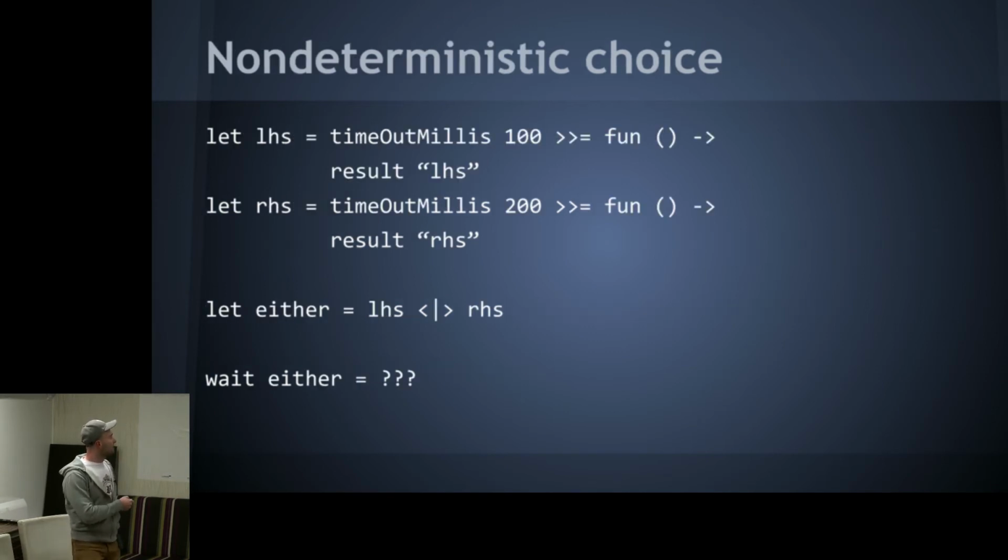So here's an example. We have a left-hand side promise, which is computed by doing a timeout of 100 milliseconds, and then it returns left-hand side, and then a right-hand side, which is a timeout of 200 milliseconds, and it returns right-hand side. So when you combine left-hand side and right-hand side with non-deterministic choice, and wait for the result, what would the result be? In this case, it most likely will be the left-hand side. There's usually no guarantee that it would always be the left-hand side, depending on how the promises would be scheduled. But usually you would get the left-hand side, which would be computed first.